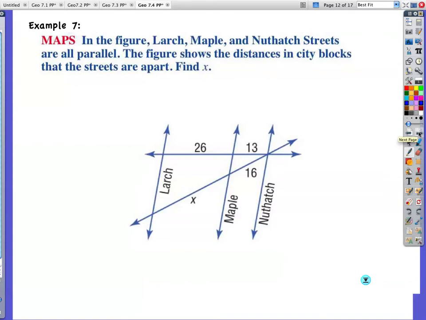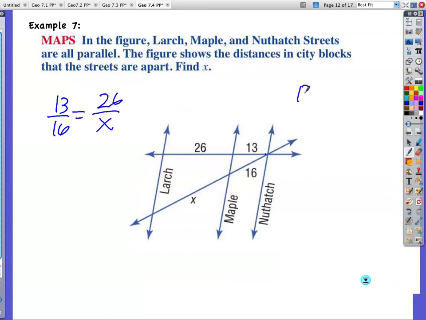Okay, so I can say 13 is to 26 as 16 is to x. I can say 13 is to the full length, which is 39, as 16 is to the full length, which is 16 plus x. Or I can say 13 is to 16 as 26 is to x. So that's what I think I'm going to do. Okay, some of you were set on the first one I said.